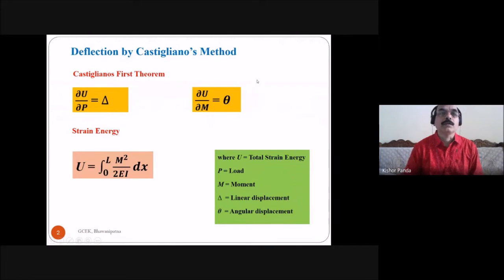So already you know what is Castigliano's first theorem. The partial derivative of strain energy with respect to the force gives the displacement along the direction of the force, and the partial derivative of strain energy with respect to the moment gives the rotation along the direction of the moment. And you know the strain energy U is equal to the integration from 0 to L of M square by 2EI into dx, where U is the total strain energy, P is the load, M is the moment, delta is the linear displacement, and theta is the angular displacement or rotation.